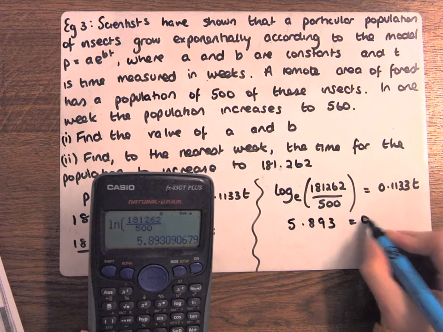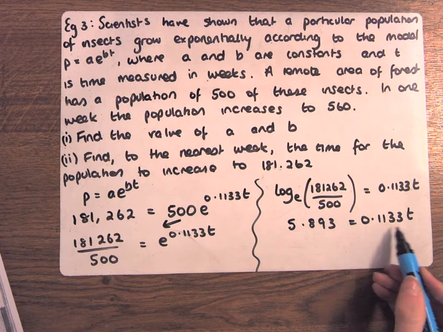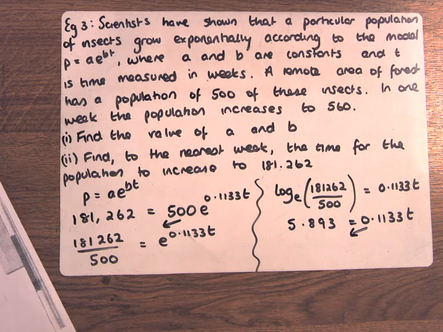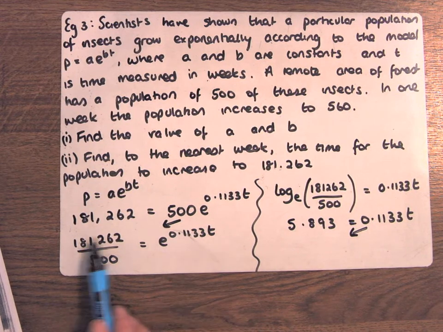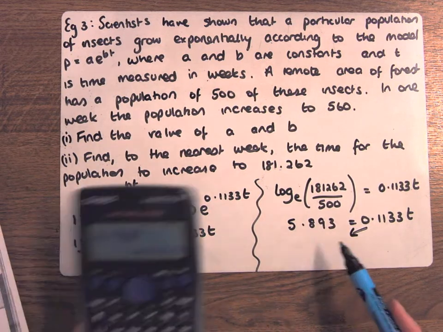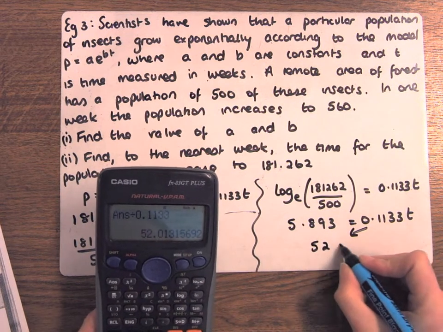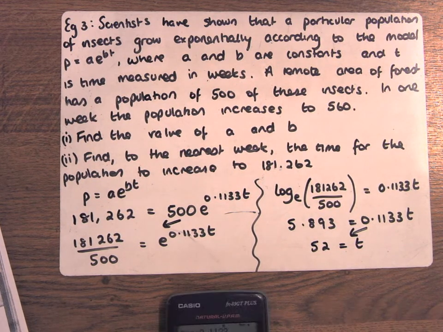So that's 5.893, which equals 0.1133 t. And how do I get what t is? Where does this 0.1133 go? Under. Yeah, the very first bit: base, power, value. Log to the base e of the value gives you the power. So I'm just going to divide by 0.1133 and I get my t. So 52 is t. To the nearest week, it takes 52 weeks. Did you go here and then here?